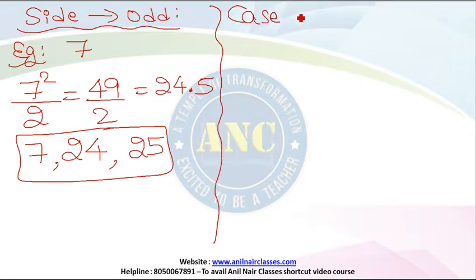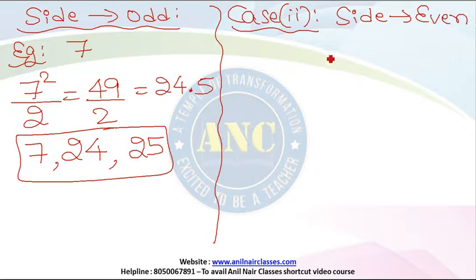Case 2. You might get a doubt. Sir, what if the side is not an odd number? What if the side is an even number? Very, very easy, sir. You take a number which is an even number. For example, let me take it as 4. Square this. 4 squared is 16.